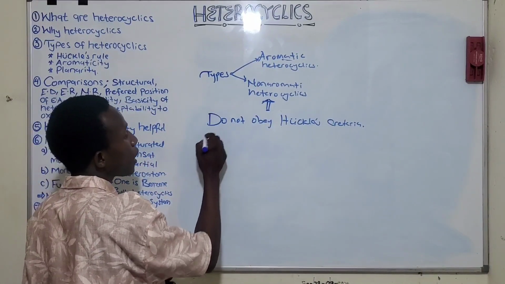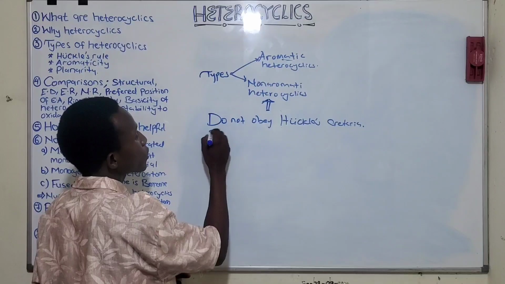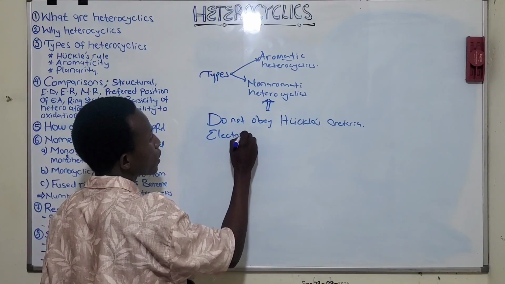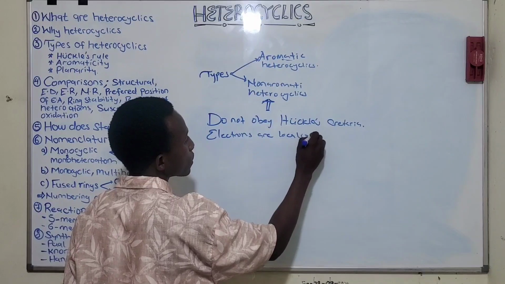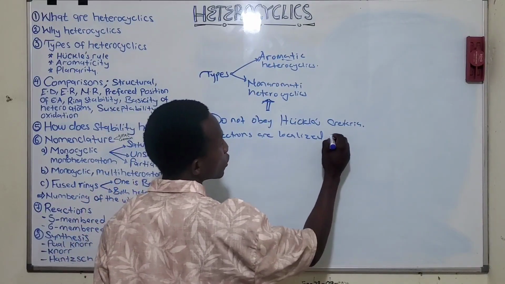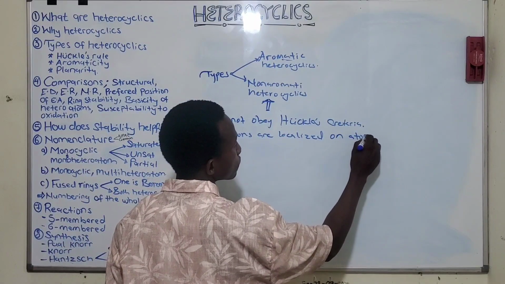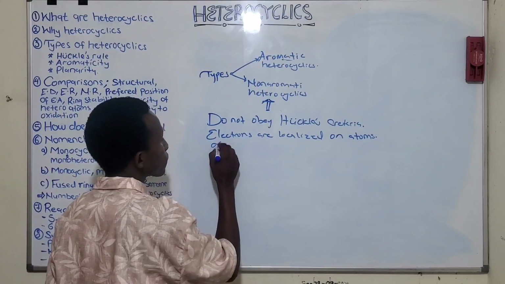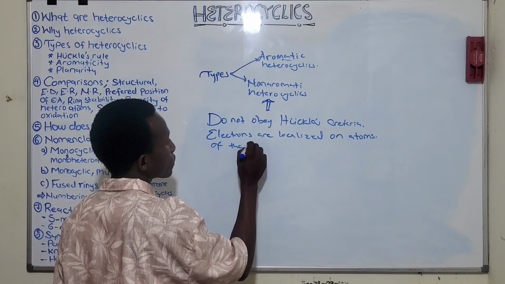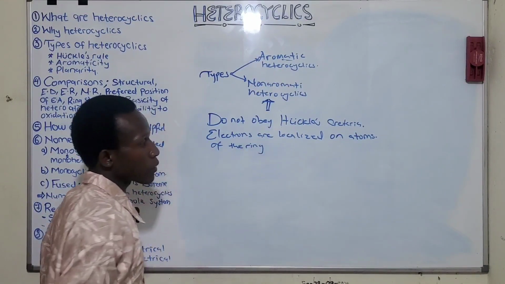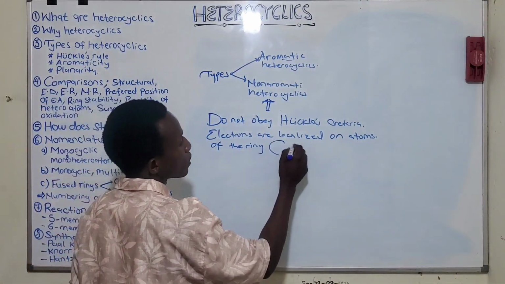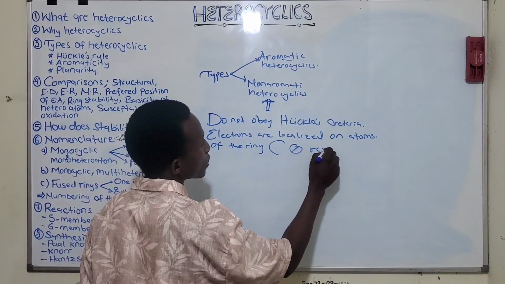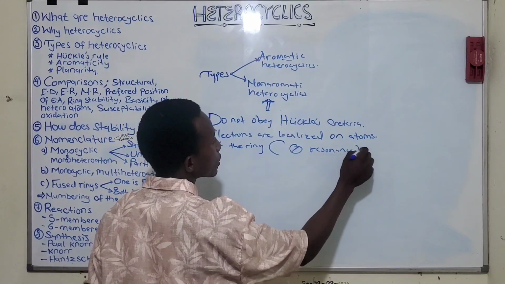And the electrons are localized on atoms of the ring. So the electrons are localized, so they are not in resonance. That means that they are available.